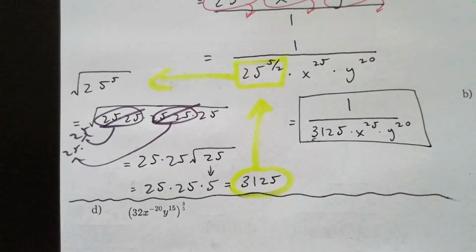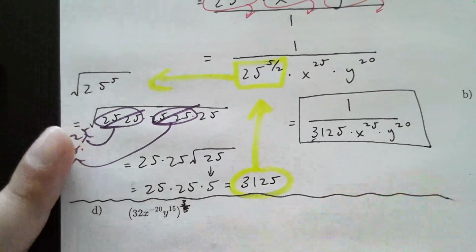Done. Okay. Try D. Try letter D. The power is 3/5. The outside power is 3 over 5. If you haven't already, try D.